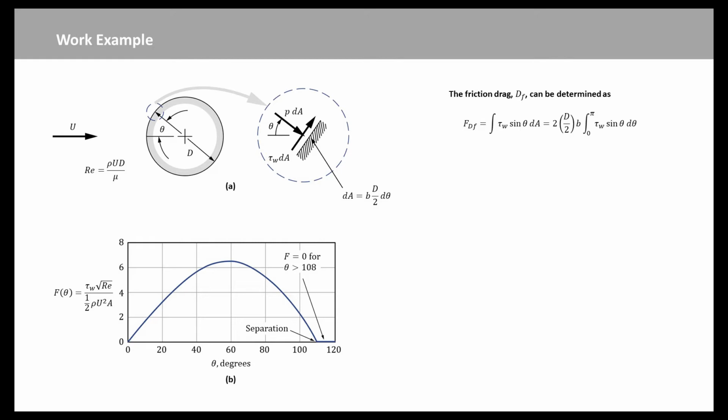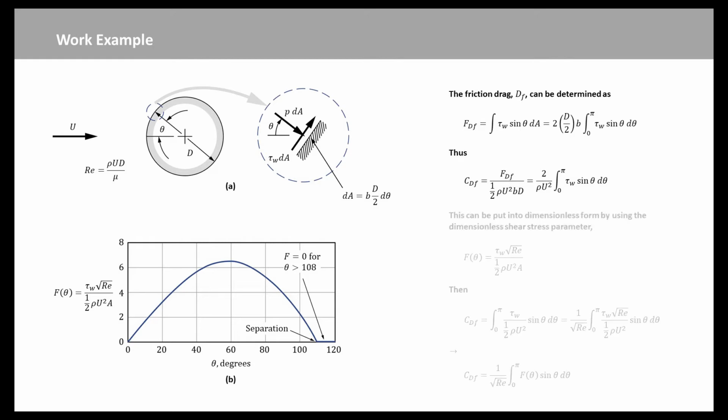The friction drag can be determined as this equation, where b is the length of the cylinder. Note that theta is in radians, not degrees, to ensure the proper dimensions of dA equal to 2 times half of d times b times d theta. Thus, we obtain this equation. This can be put into dimensionless form by using the dimensionless shear stress parameter f(theta), given in Figure B, and we can derive this equation.